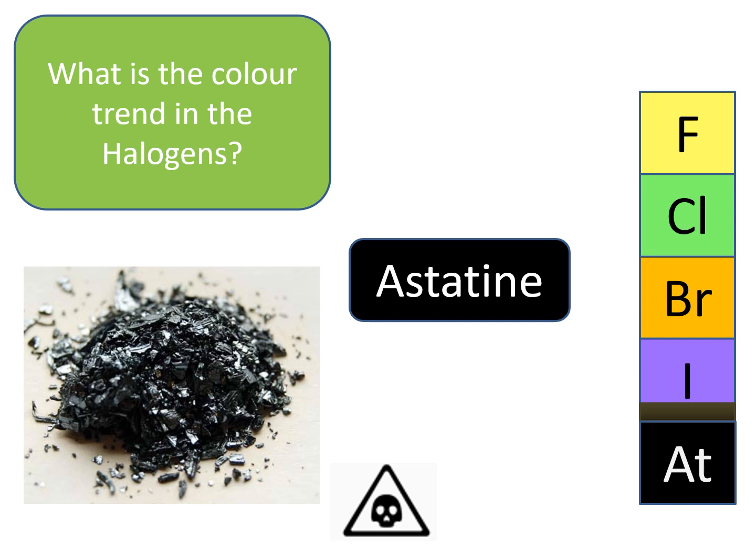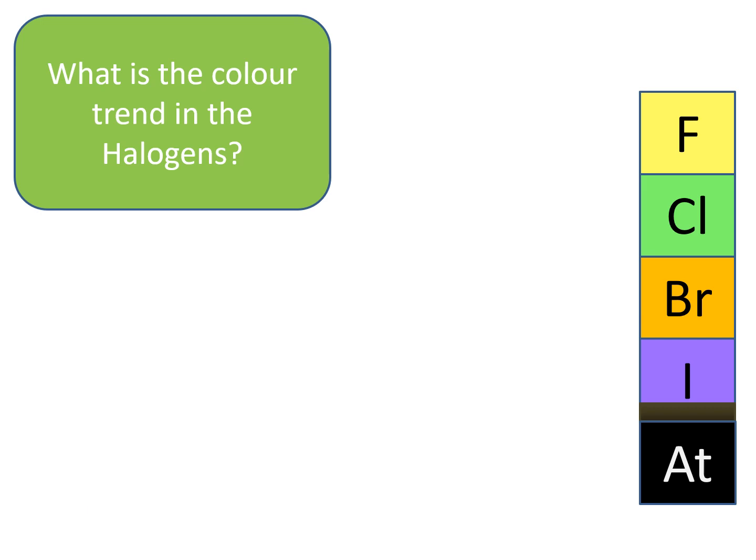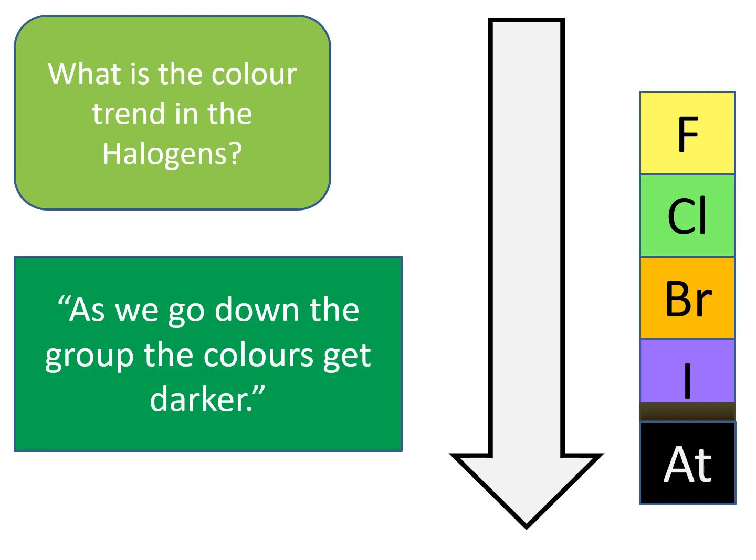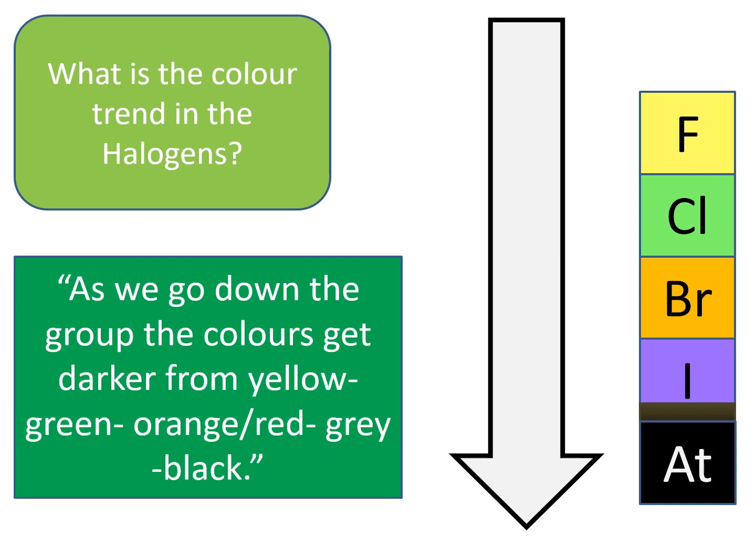So what's the trend? What's the pattern in our halogens? Well, as we go down the group, we can't say it increases, can we? Because what's increasing? And we can't say it decreases. That doesn't make any sense. So we're going to have to be a little bit careful here. We could just say, as we go down the group, the colours get darker. And you're correct. However, more and more we're finding that we need to be a bit more specific. You might add a bit more detail and say, as we go down the group, the colours get darker from yellow to green to orange, red, grey and black.